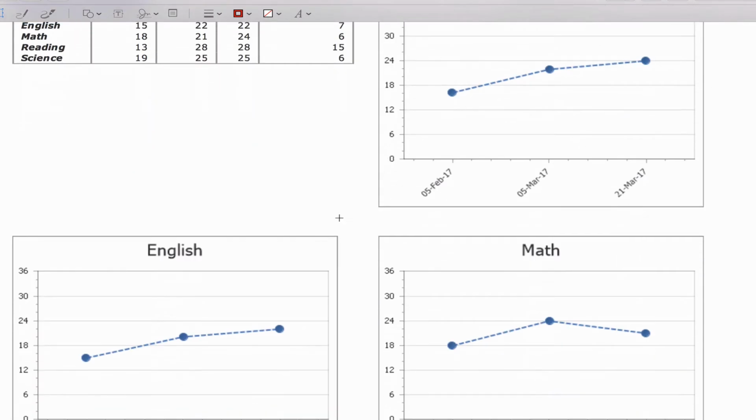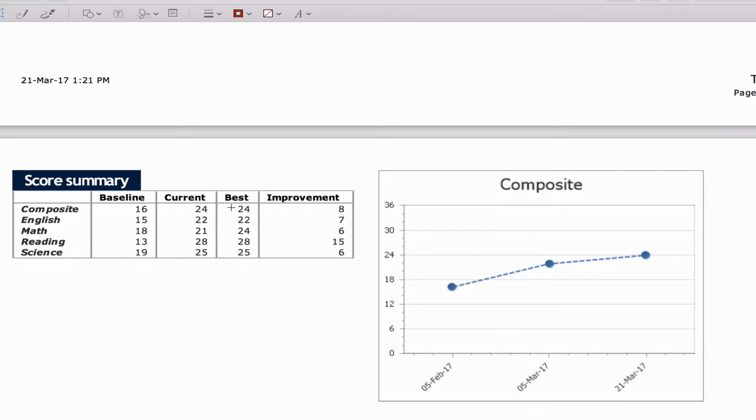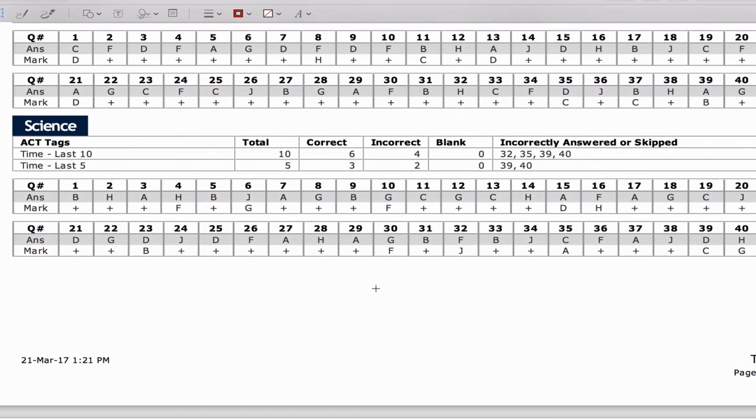Oh, and on the last page, you could see their trajectories in each of them, and also their best score in each of the sections and their improvement. So 8 points composite, 15-point improvement on reading. I mean, these are bizarrely good results. Students do improve drastically. This is definitely an example of that.